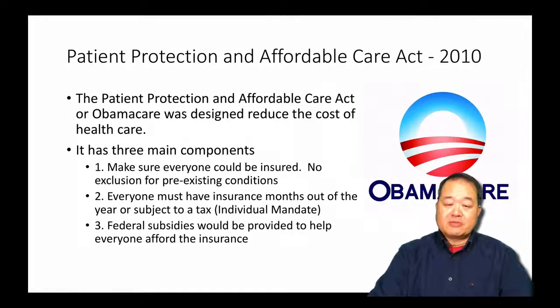So those are the three main components. One, everyone can get insurance. Two, all people had to pay into the pool. And three, the federal government would help subsidize and keep healthcare costs down. That was the essence of Obamacare.